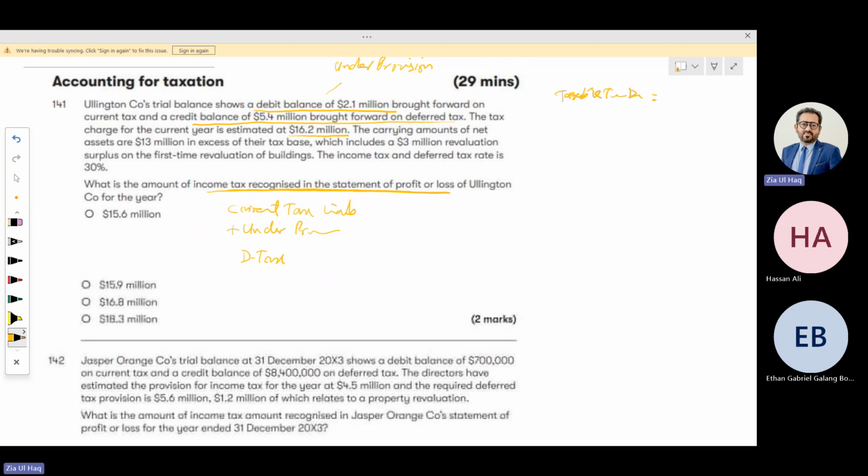That is given how much? 13 million. I'm taking it in thousands, 13,000. What is the tax rate? 30%. If we apply 30%, that is what? 3,900. That is what? Deferred tax liability because it is positive figure. But is there any opening balance of deferred tax liability given? Yes. How much is that?